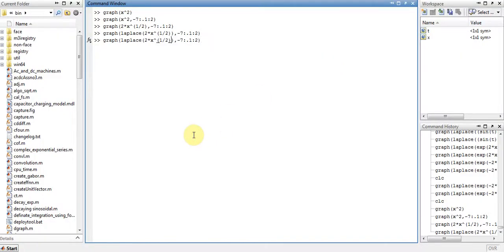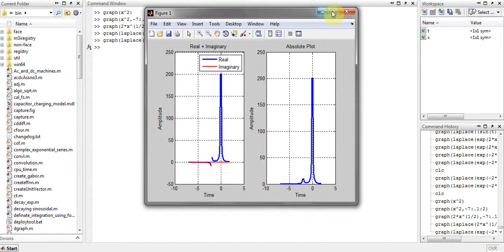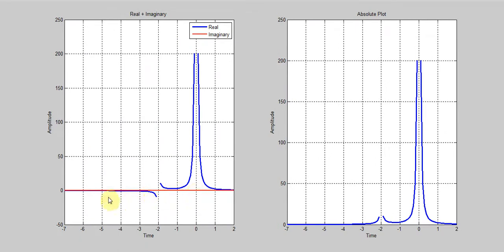Let's do something more beautiful. Let's see, exp to the -2t, which is decaying, plus 2t. So it will also plot the graph of it. As you can see, here I have both real and imaginary. Actually, the imaginary part is just 0 and decaying, and as you can see, the magnitude.